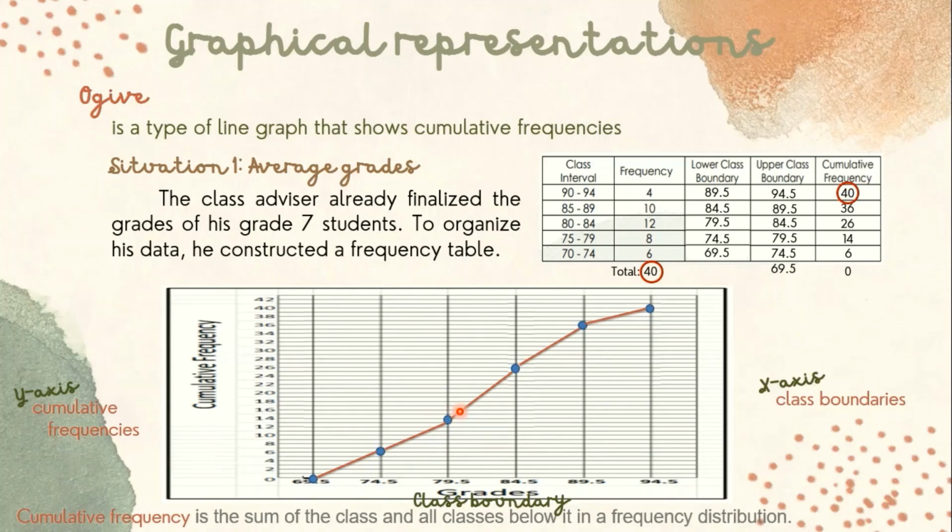Another question, how many students have a grade of at most 90? Meaning 90 and below. Pinaka-highest grade na dapat nila ay 90. Specifically, if we will be looking at this ogive, we'll be looking at 89.5. Ito na yung highest possible na grades nila, which is closer to 90. And we have 36 students with grades that are lower than 90.